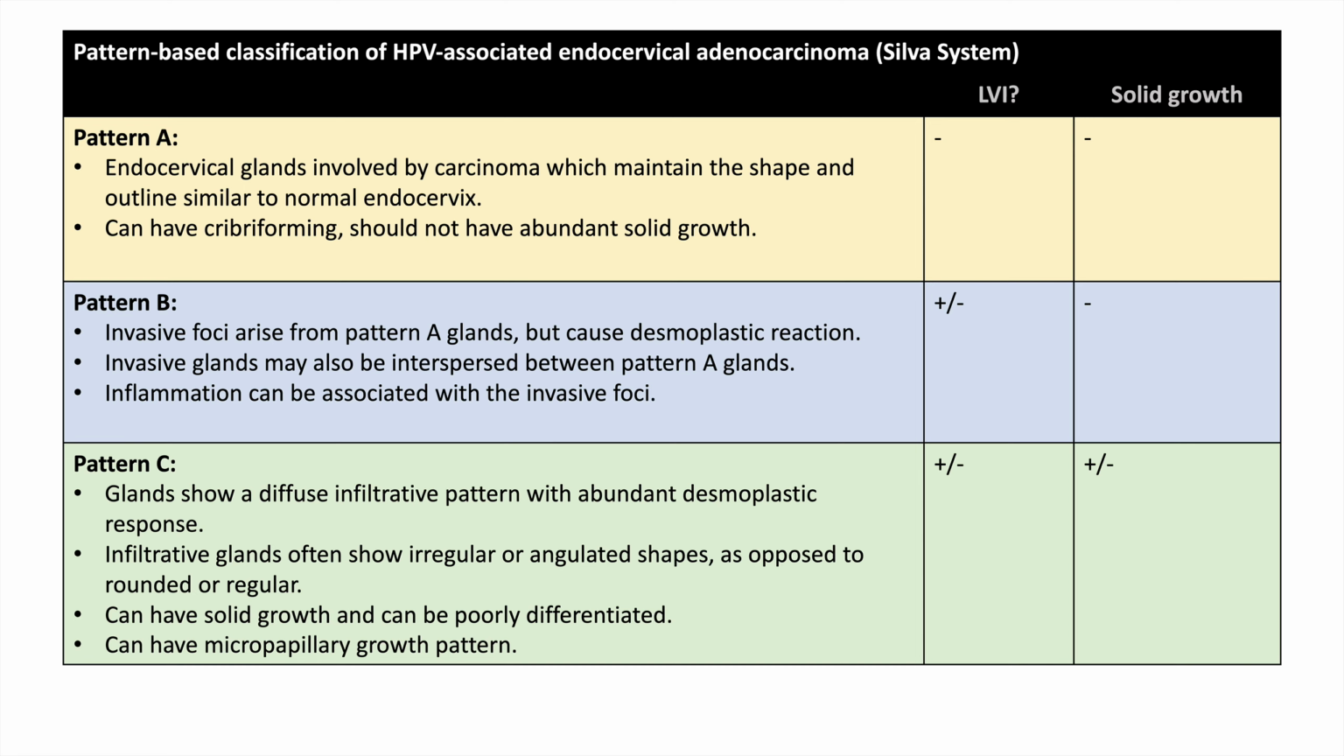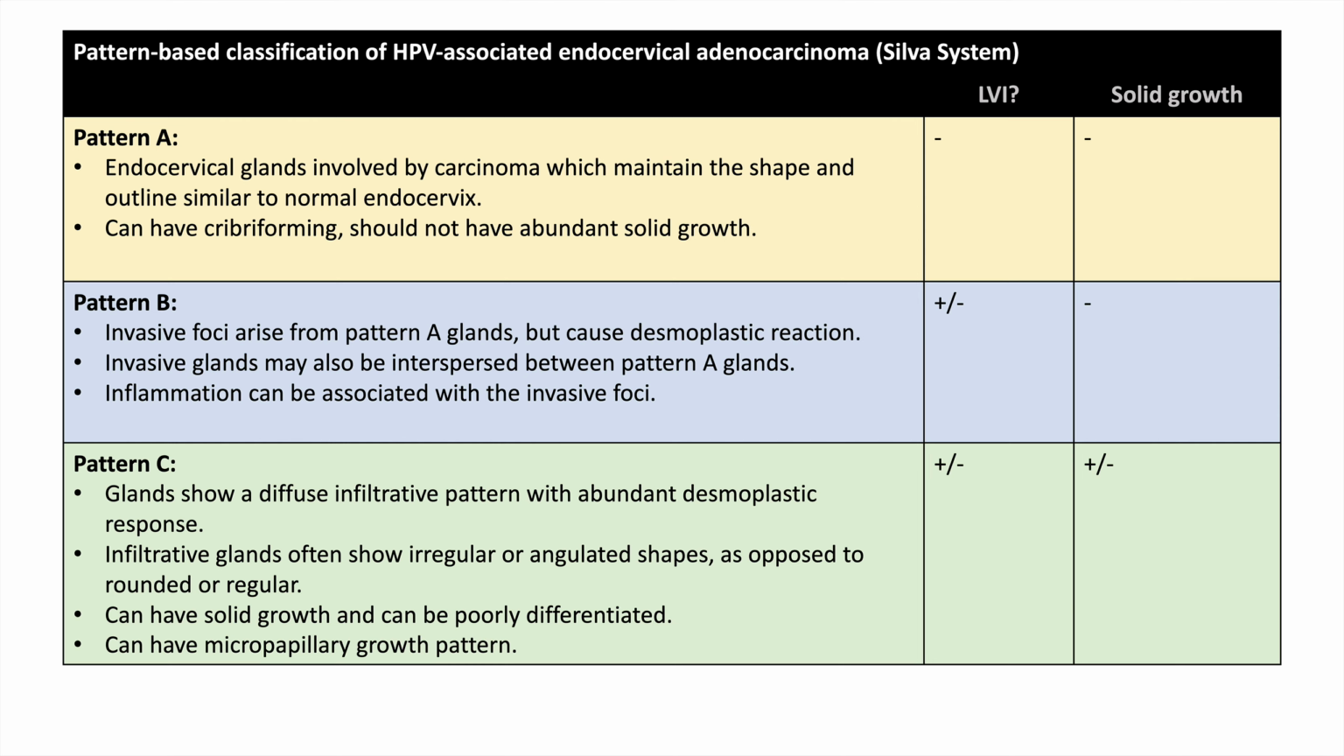This is a relatively new concept. It's not put in pathologic reports by all practicing pathologists at this point, but it is becoming more common and more widely used, so I thought it would be helpful to approach the HPV-associated tumors from this vantage point. The general idea being that as you go from pattern A to C, pattern A resembles more normal endocervical glands. They maintain this similar shape. They can have cribriforming. They shouldn't have a lot of solid growth, and they don't have LVI.